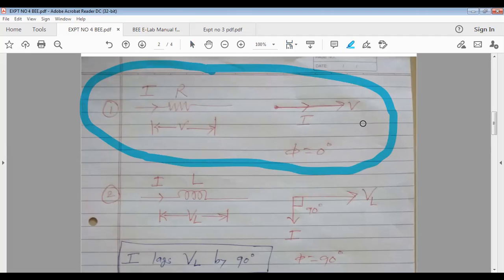For resistance, you will get like this is the phasor diagram. In second unit, you will learn the phasor diagram. V of t is a Vm sine of omega t. I of t is a Im sine of omega t. This equation is both are in phase. So along positive real axis, positive x-axis you have to represent.